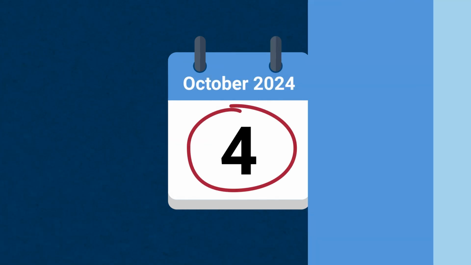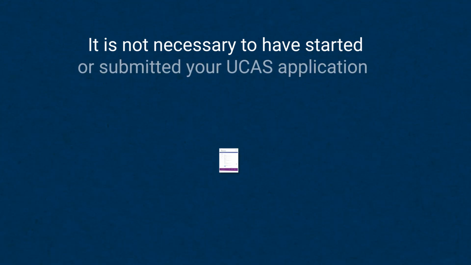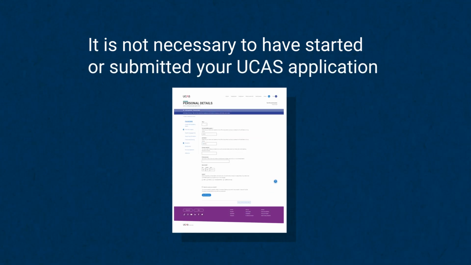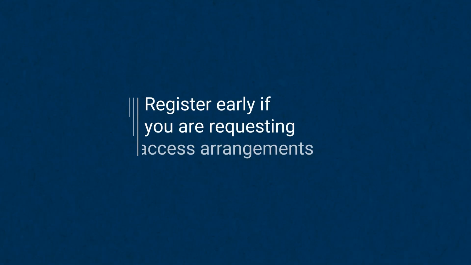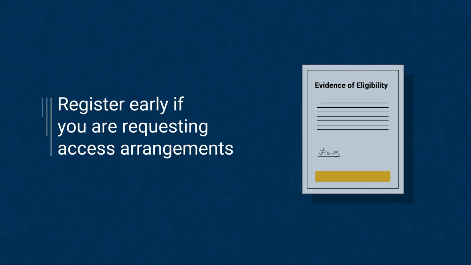The window for registering for and booking your Oxford admissions test is between the 15th of August and the 4th of October. We strongly recommend registering for your test as soon as possible after the 15th of August. It's not necessary to have started or submitted your UCAS application before doing this. Acting early is particularly important if you're requesting access arrangements, as this involves a few extra steps. You will need to submit documented evidence of your eligibility and have this accepted by Oxford.